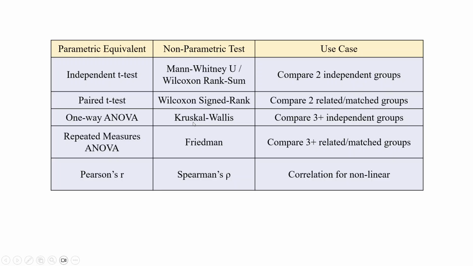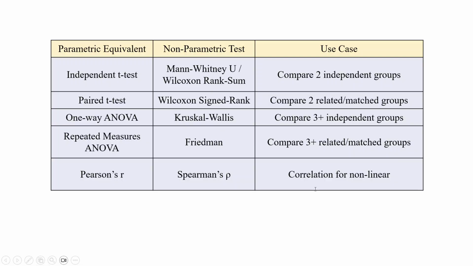One-way ANOVA, Kruskal-Wallis, where we want to compare more than two independent groups. Repeated measures ANOVA, the Friedman test, when we want to compare more than two related matched groups. Pearson R, and here we are having Spearman rho, used for correlation for nonlinear relationships.